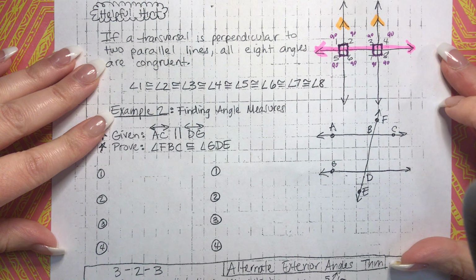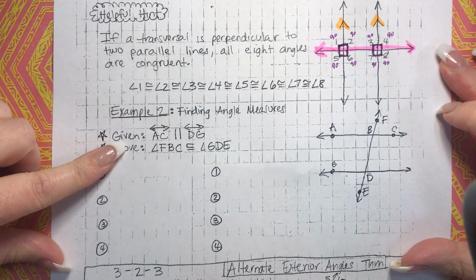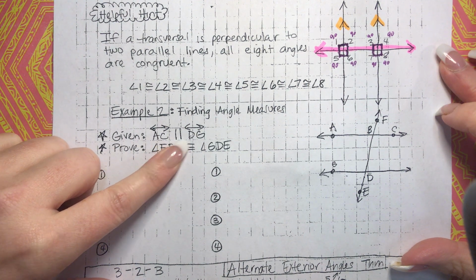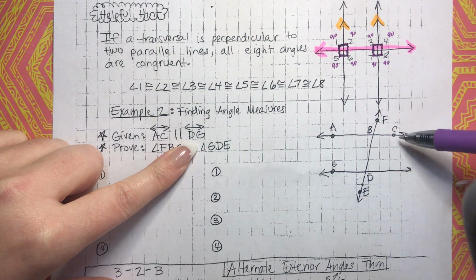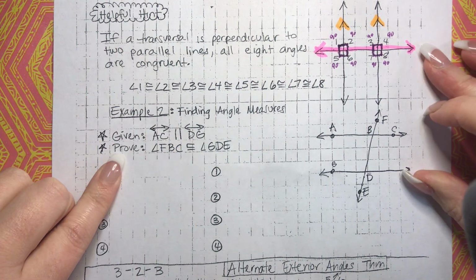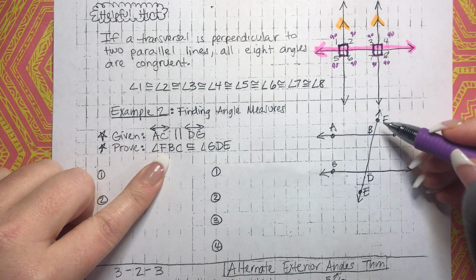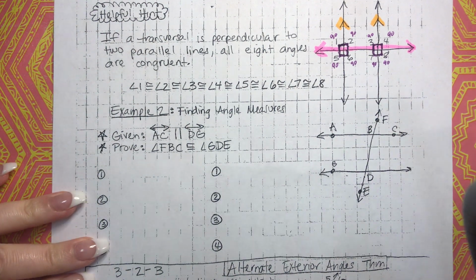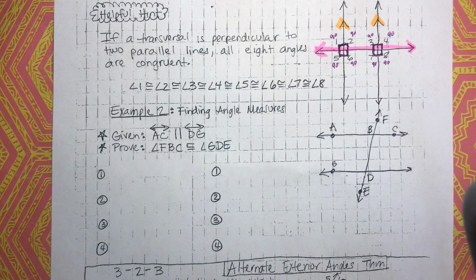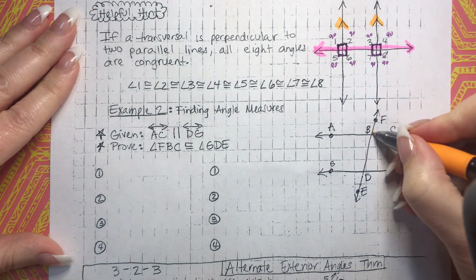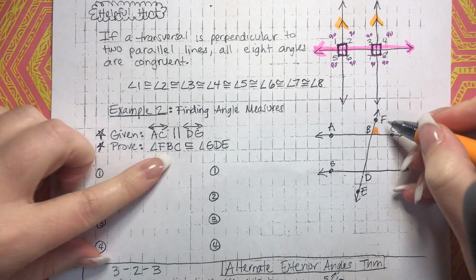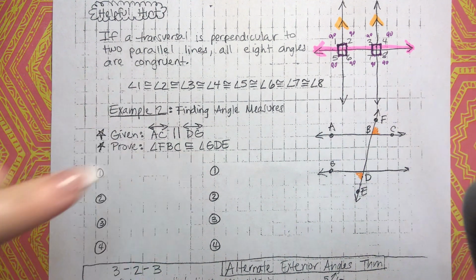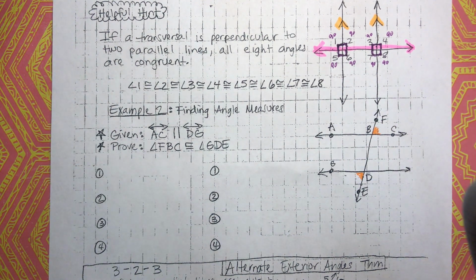It says finding angle measures. So first we're given that line AC is parallel to line DG. So AC is parallel to DG. Okay, we need to prove that angle FBC, this angle right here, FBC, is congruent to GDE. So we need to prove that those two are congruent. All right, let's see if we can do it. That's what we're trying to do.